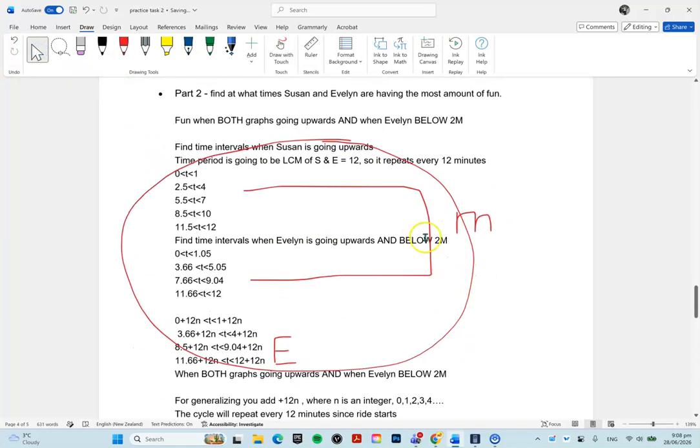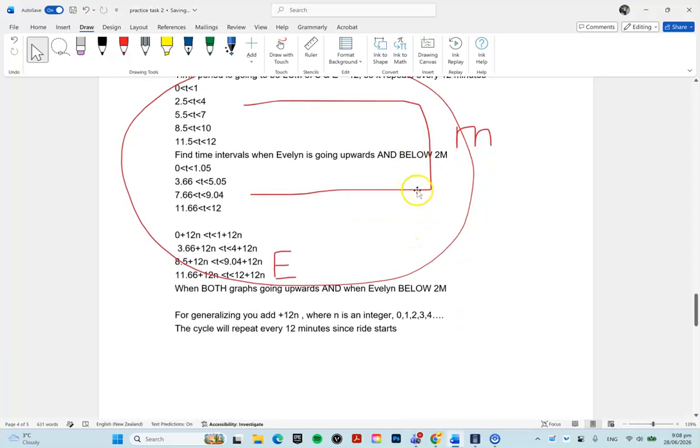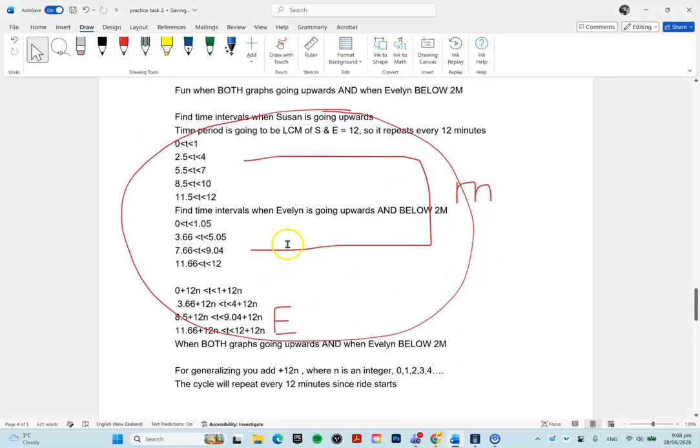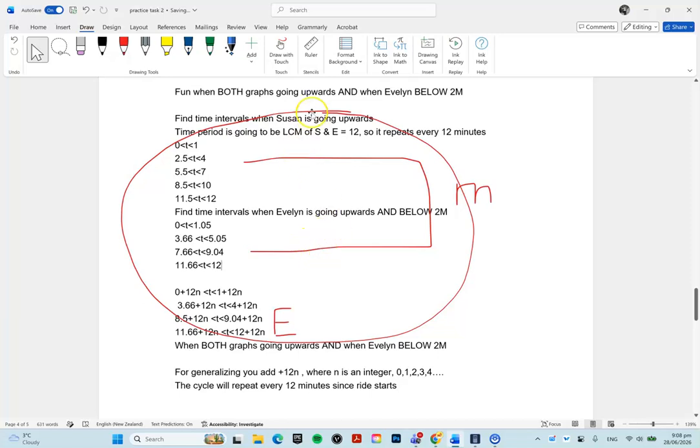Pretty straightforward. It is pretty repetitive in terms of the papers. It's always going to be sort of generalizing a model, finding when it's above or below something or where it intersects.